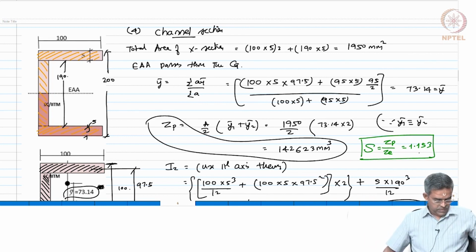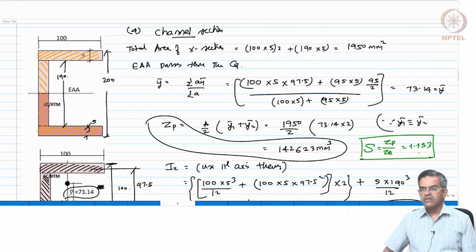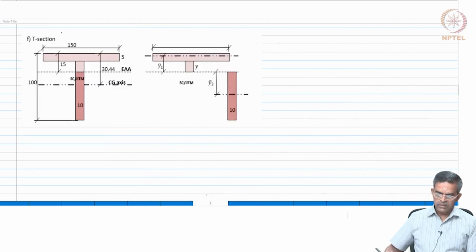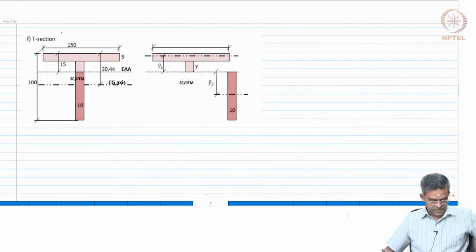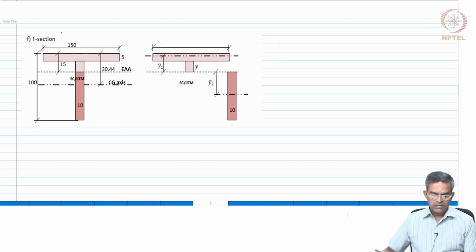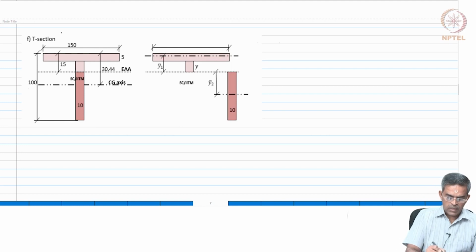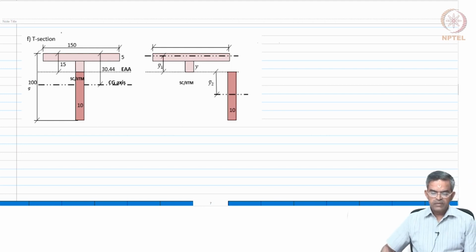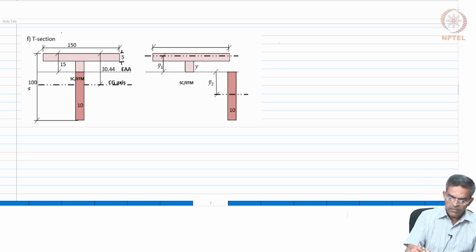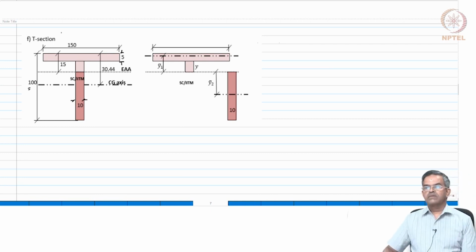Okay, friends. So, a very simple example which is easily understandable. Let us do one more section, a T section. The dimensions of T are given, 150 and the overall depth is 100 mm. Thickness of the flange and the web are different in this case. Flange is 5 mm, whereas web is thicker, 10 mm.